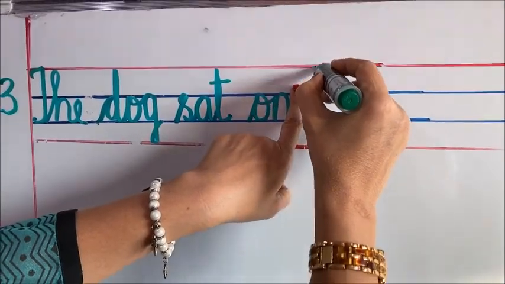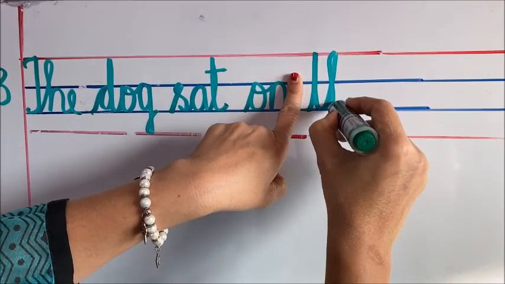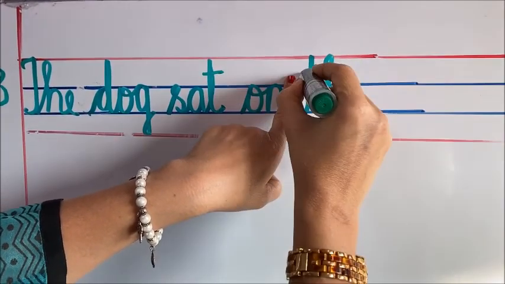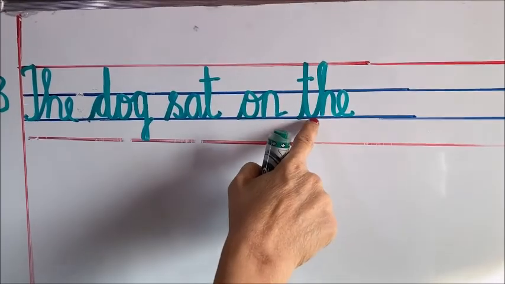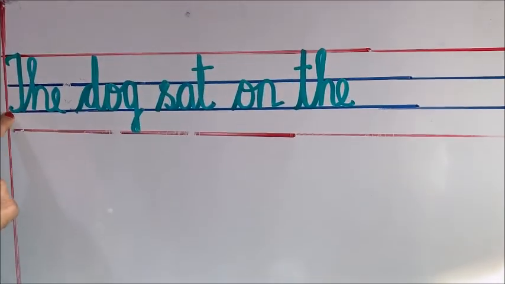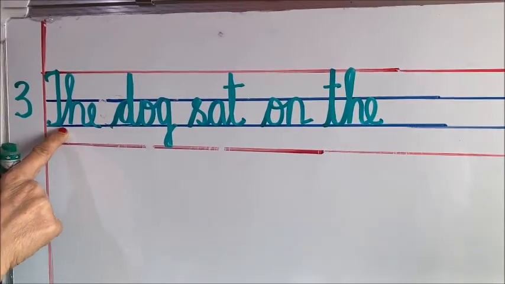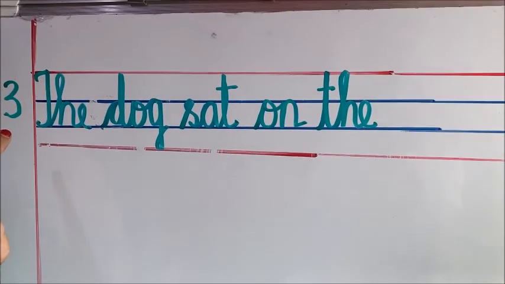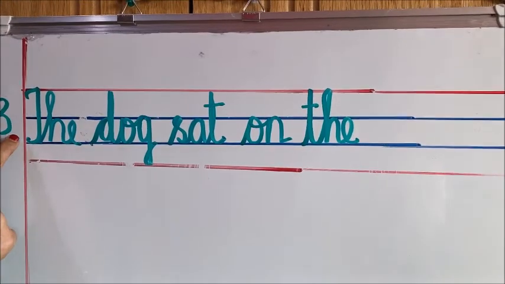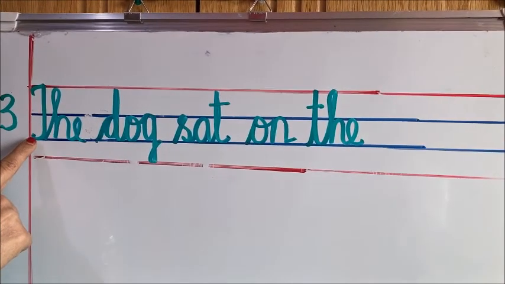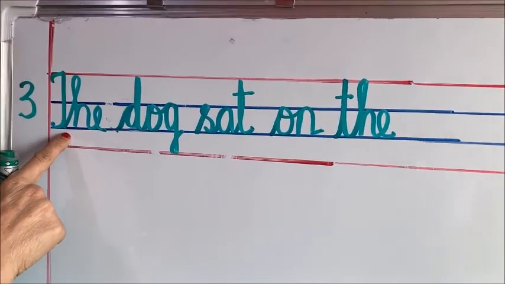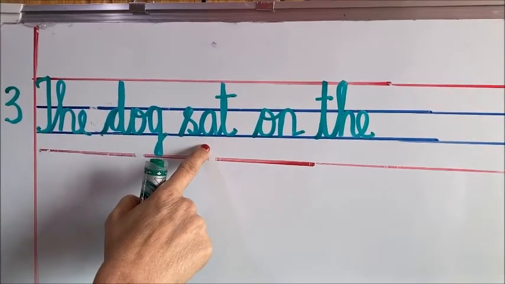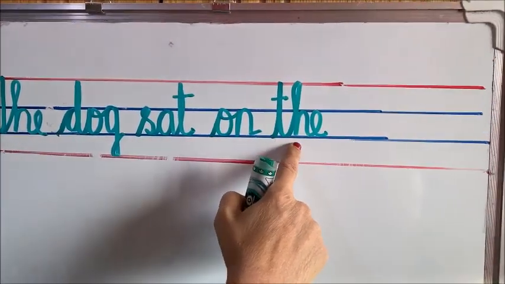Keep your finger here again and write T-H-E. What is T-H-E? The. Now this is small T-H-E. This is capital T-H-E. The, and this is also the. So whenever you start a sentence, the first letter should be capital. That is why T is capital here. The dog sat on the.